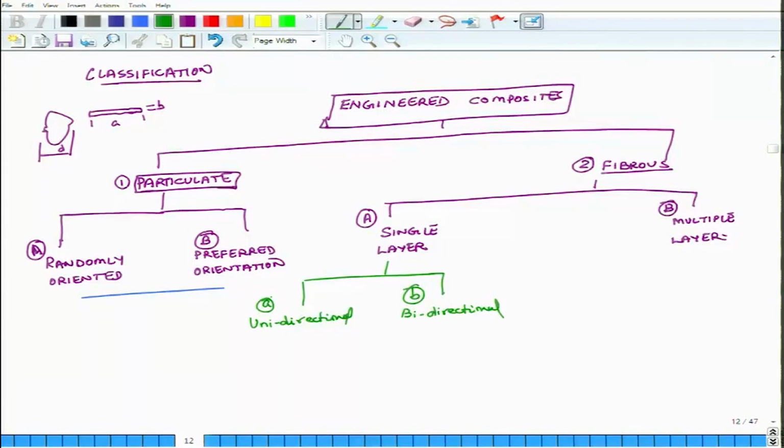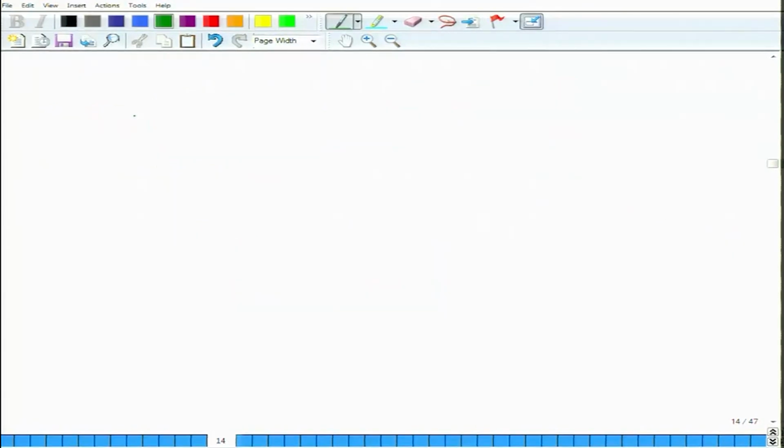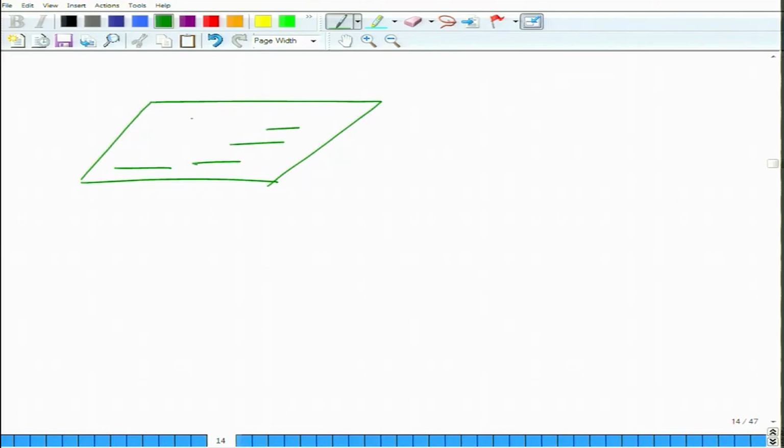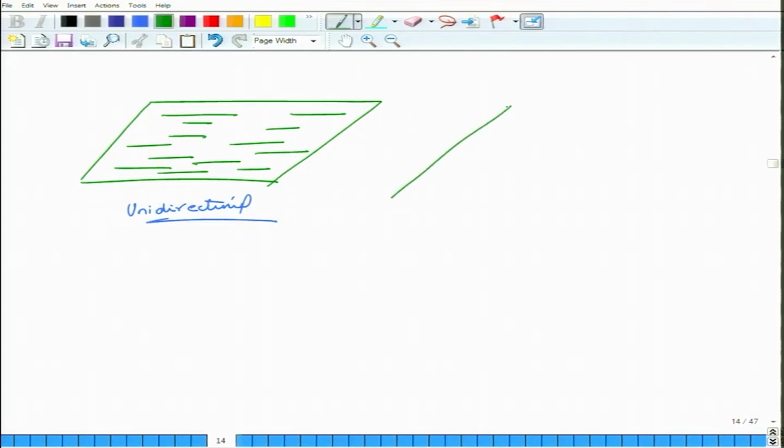Okay. So, let us look at a picture. So, if you have these are all fibers, but they are not long and continuous. They may be short or long, but here this is unidirectional fibrous composite.